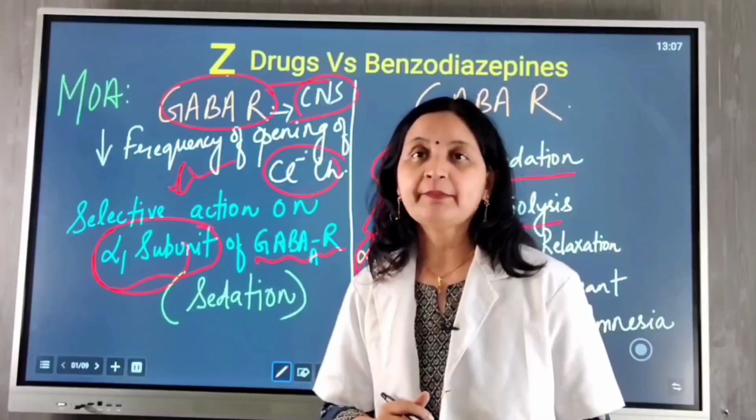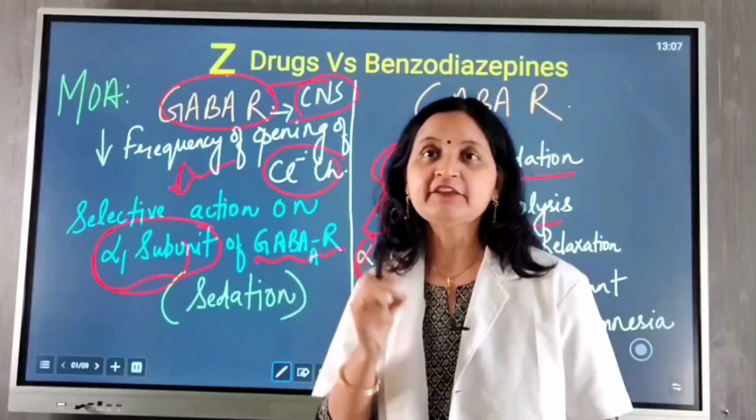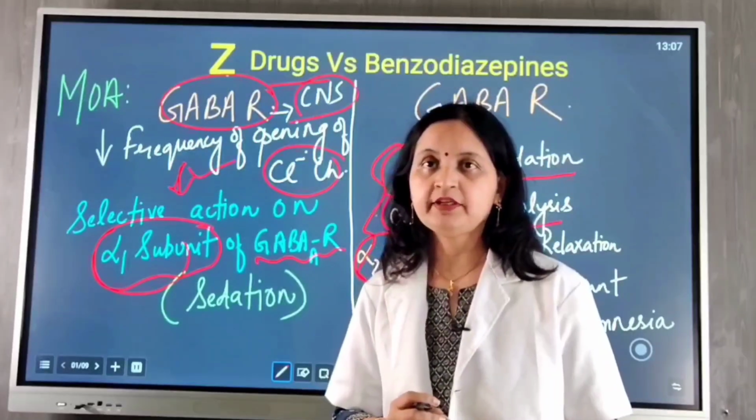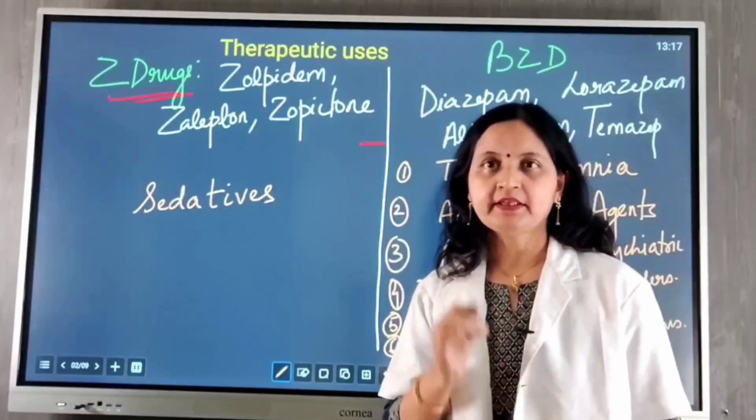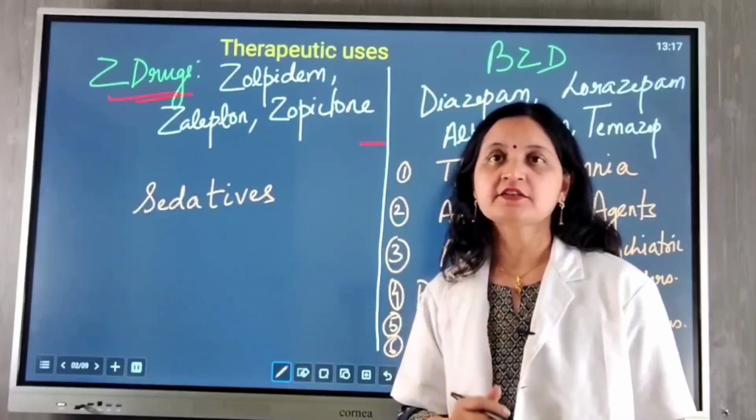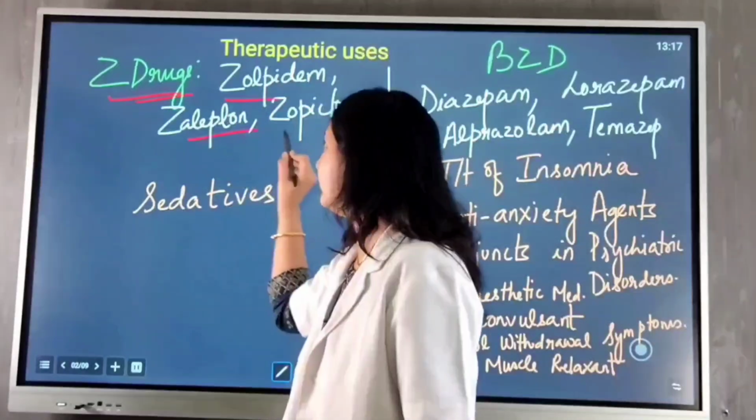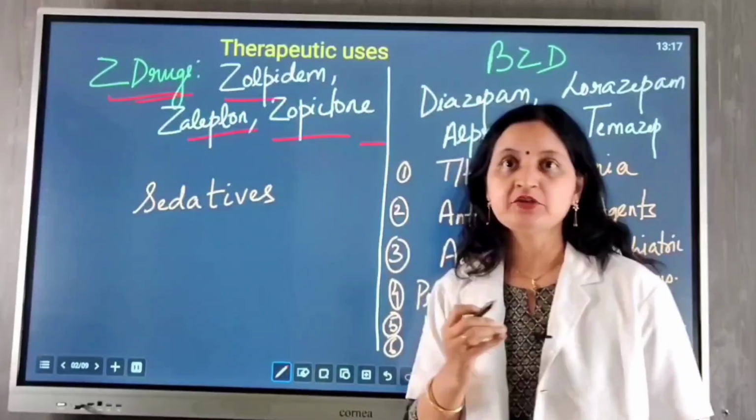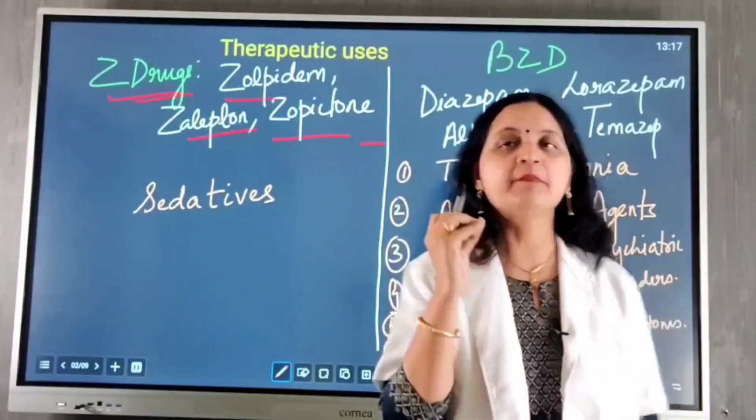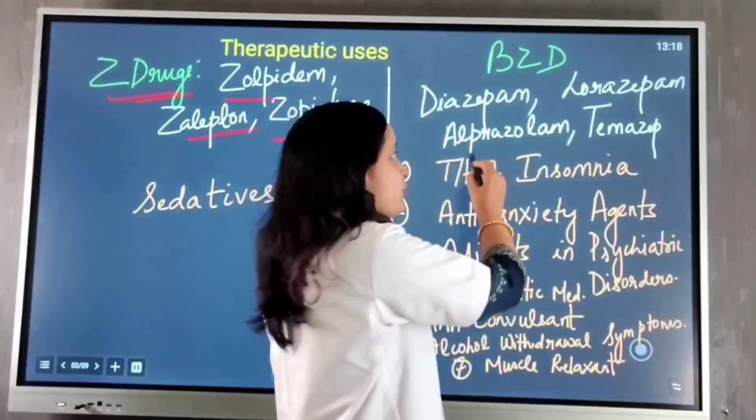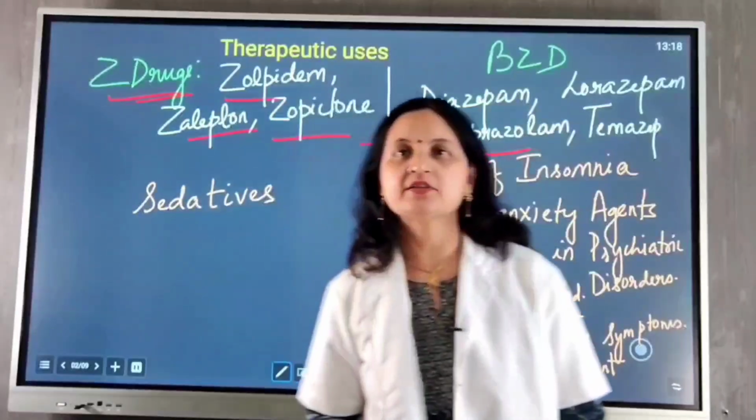So let's move to the therapeutic uses based on the selectivity of action on GABA receptors. Now let's compare the therapeutic uses of both these classes of drugs. The Z group of drugs includes zolpidem, zaleplon and zopiclone, whereas benzodiazepines include diazepam, lorazepam, alprazolam, temazepam and prazepam.